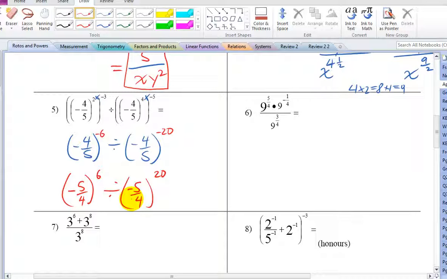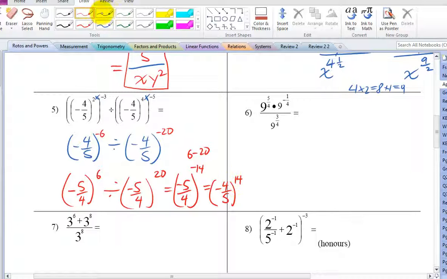What are we doing with the two bases that are the same? What's the sign in the middle? Division. So what should we do here? Subtract. Okay. So write your base in brackets, and it'll be 6 minus 20, which equals negative 14. Oh, negative exponent. What should we do? Flip it. So now it's going to be negative 4 over 5 to positive 14.